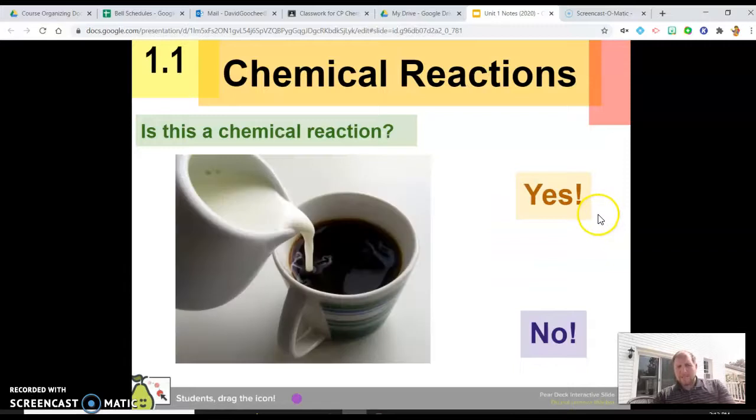All right, how about this? Last one. Yes or no? Putting cream into your coffee, is it a chemical reaction or no? The answer is no, guys. No. Coffee is dark brown and it tastes like coffee. Cream is opaque white. It tastes like cream. Mix them together, what do you get?